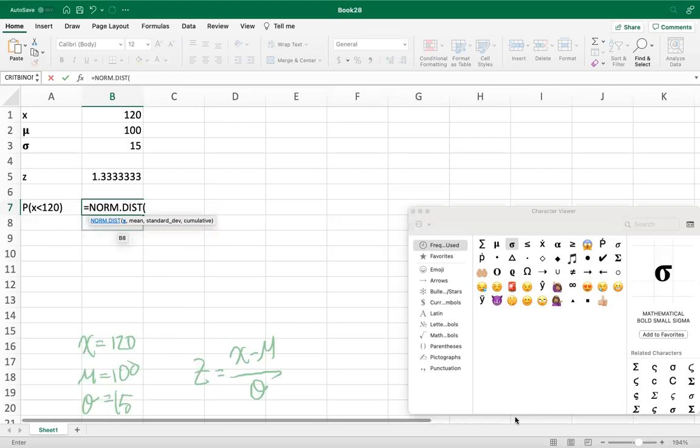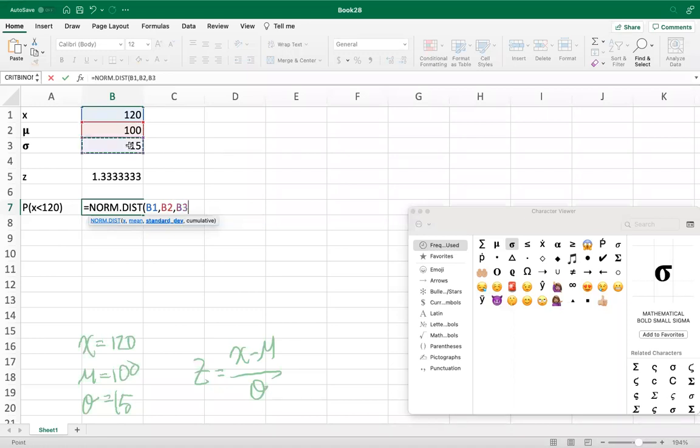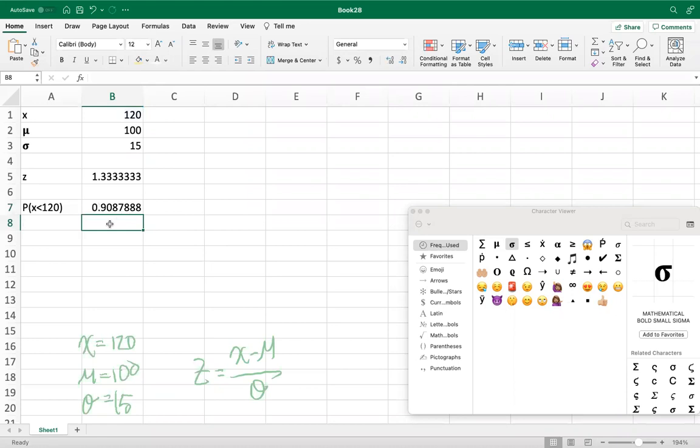And here you didn't even have to do all of this. We could plug everything in. X in this case is 120. Next, they're asking for the mean. The mean's 100. Standard deviation 15. Cumulative. And for all of the normal distribution, we're always going to put true because we want the entire area under the curve, not just the area around that value. And there we go. So 0.908.